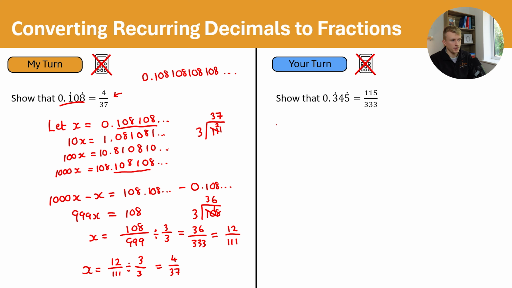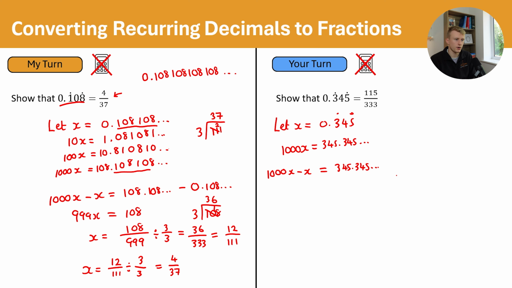Okay, let's run through it. Let's start in the same way. Let's let x be equal to our recurring decimal. And we have 3 digits that are recurring, so we're going to shift 3 place value columns to the left. We'll find out that 1000x is 345.345 recurring.